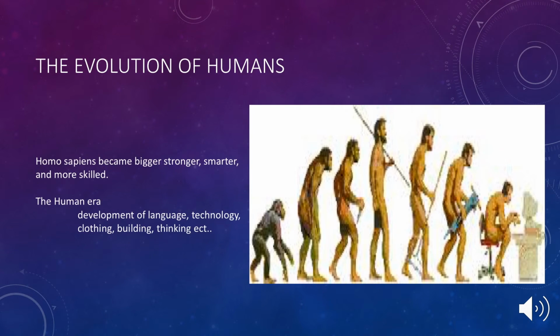The evolution of humans. With adaptation of genes and the behavior, it helped placenta mammals evolve into the most successful species, starting from a small mammal to eventually becoming bigger, stronger, smarter, and more skilled, which led the human era to evolve, where they develop language, technology, clothing, building, thinking, etc. We have modified life to make it easier for us to live, and we are the most evolved placenta mammals on Earth.